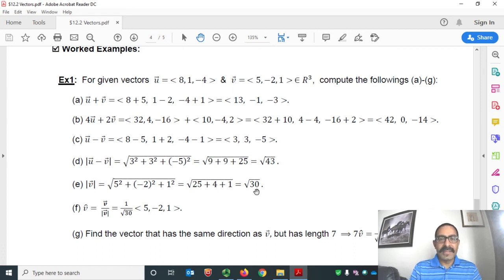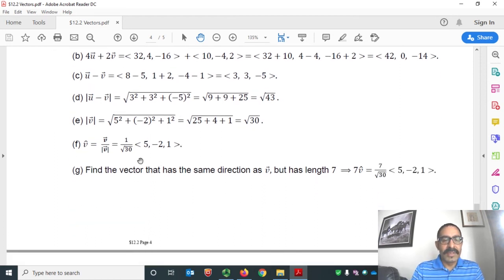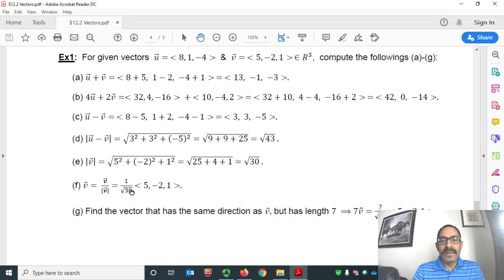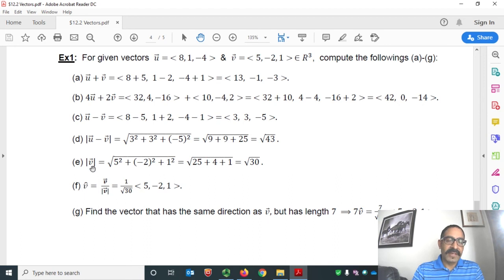Next, part F, let's compute the unit vector of v. So by formula, we divide each of the components of v by its magnitude. The magnitude is what we computed in E here. So the unit vector is 1 over radical 30 times the v vector here. And if I compute the magnitude of the unit vector of v, it turns out to be 1. Right.